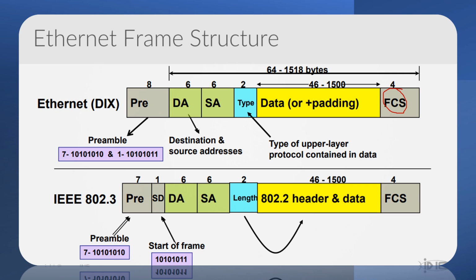Version 2. Now the structure below is of Ethernet IEEE 802.3. Here the difference is the length. Here it is the length of the frame instead of the type. This is the basic difference between both types of Ethernet.